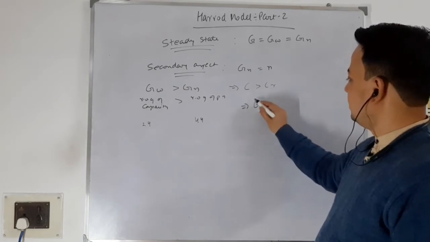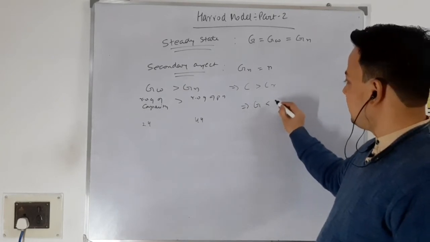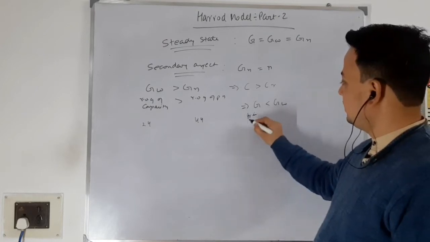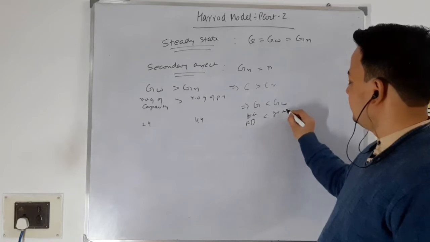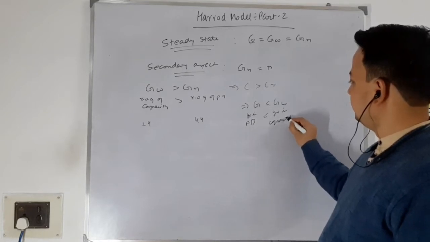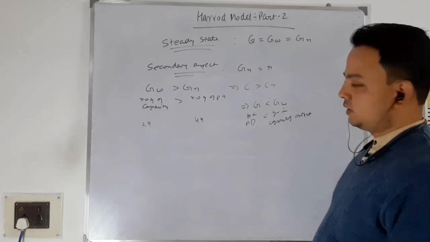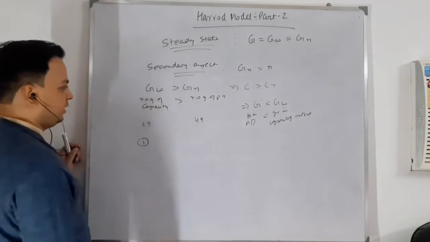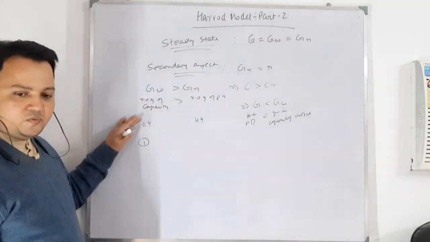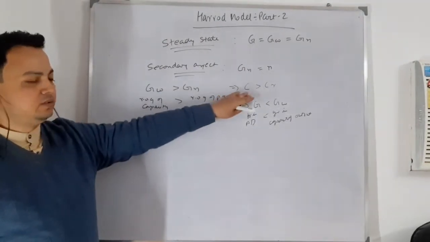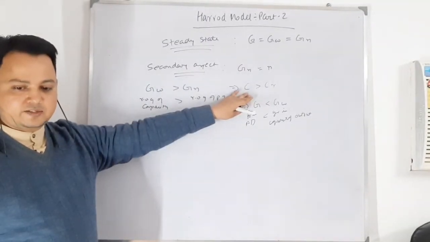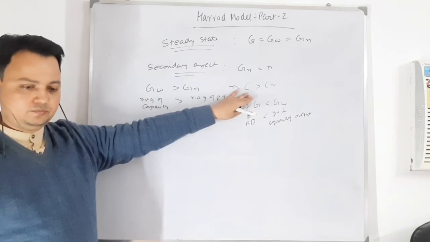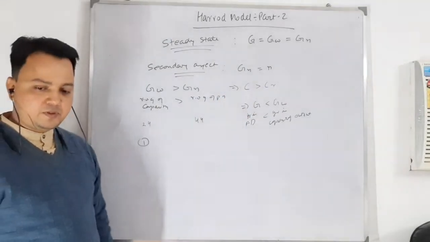That means that in the economy, actual growth, or growth in aggregate demand, will be less than growth in your capacity output. Growth in aggregate demand will be less than growth in capacity output. So what can we conclude when we have this? First thing, in the economy, what will we have? There will be excess capital stock. Everyone agree? The economy will have excess capital stock.